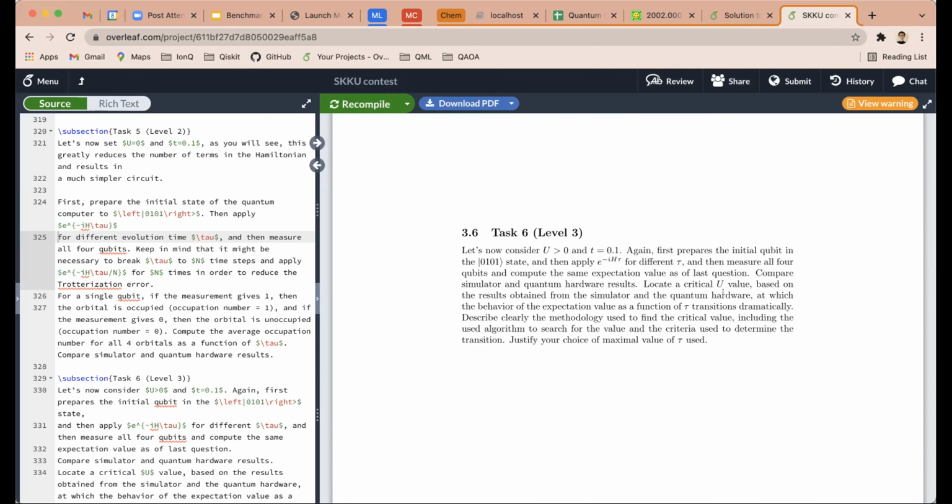And they also ask you to locate a U value at which the quantum dynamics change dramatically. You need to find the U at which the quantum dynamics change dramatically. You need to pin down that U.